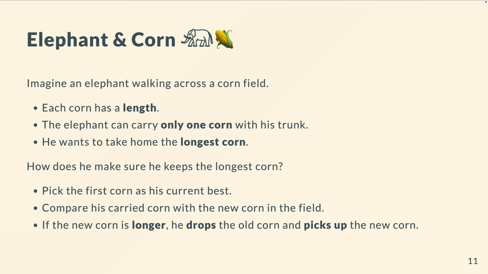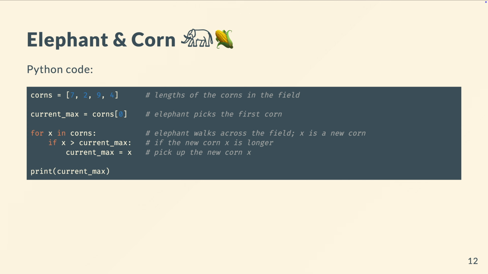He picks the first corn as his current best. Then, each time he sees a new corn, he compares it with what he carries. If the new one is longer, he drops the old one and picks up the new one. In this way, he is always carrying the longest corn that he has seen so far. In the end, he will carry home the longest corn. Now we turn the story into Python code.